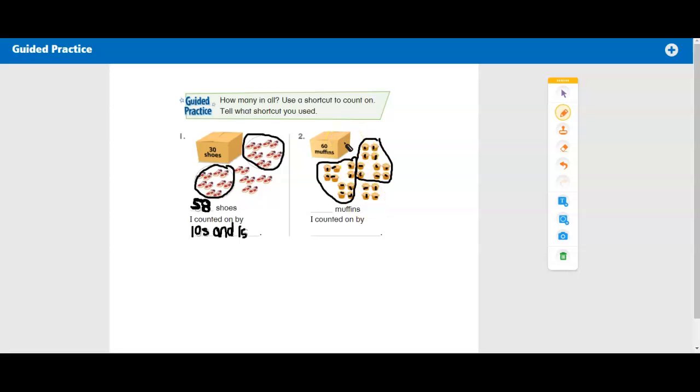I counted 60 plus 10, 20. That would be 80. 1, 2, 3, 4. There are 84 muffins. I counted on by tens and ones.